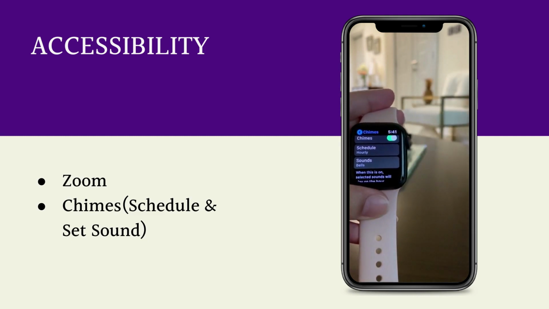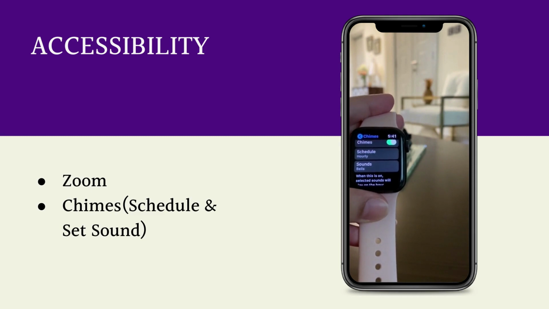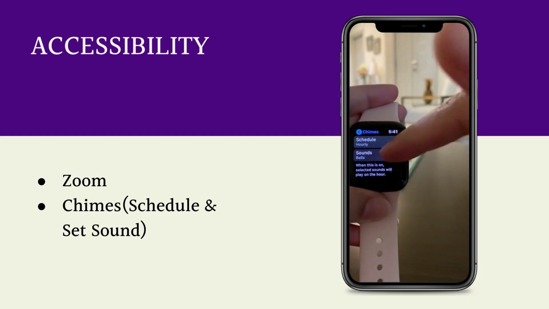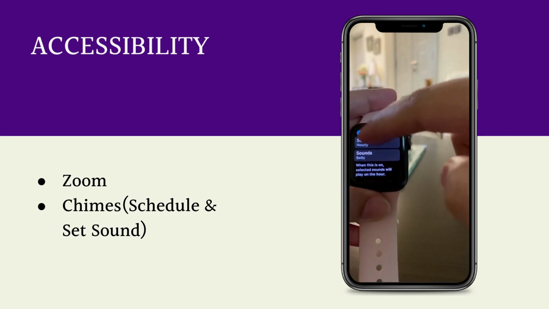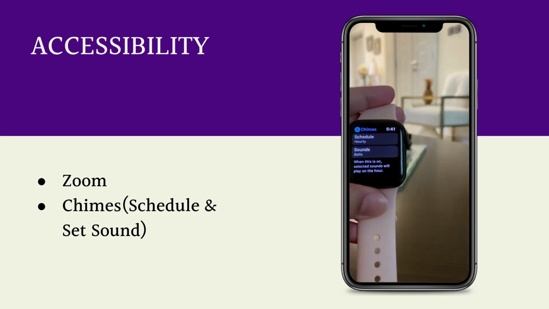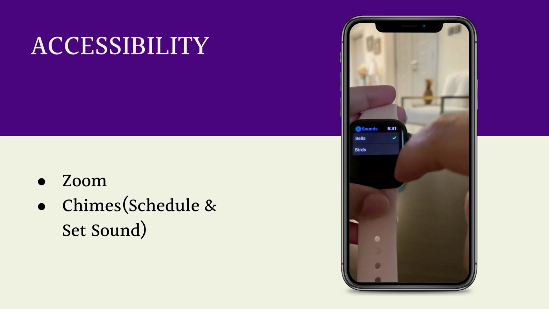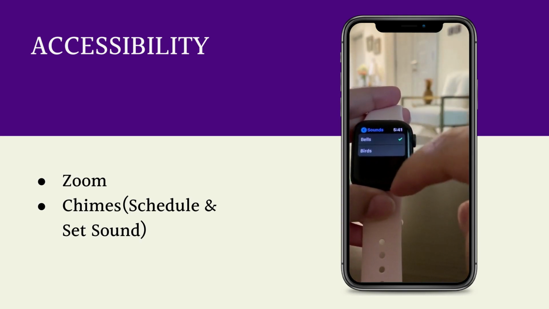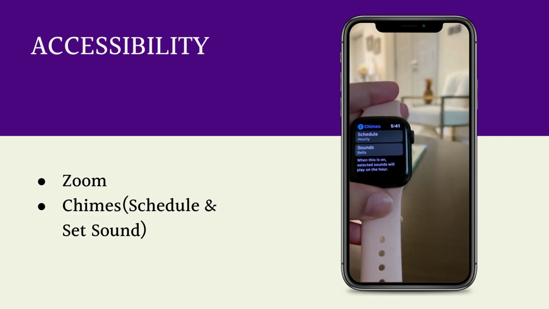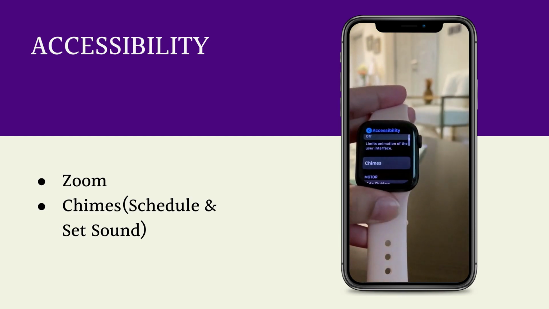I am more aware, and it actually taps me on my wrist every hour. It tells me that an hour went by. This is a new feature and I really like this feature. And you can also set the sound. I usually keep it to silent. I usually keep my watch silent, so it just taps me on my wrist.